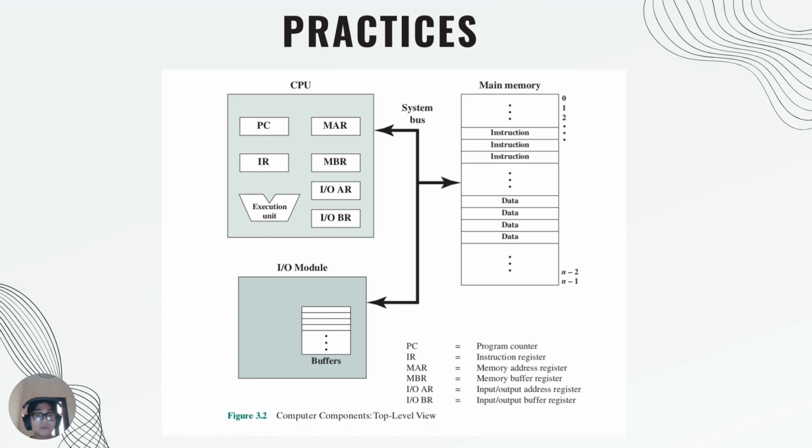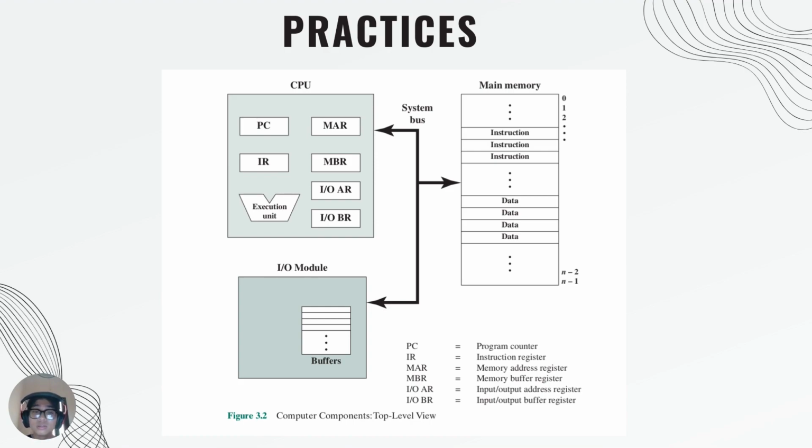The next one is really important. It's the computer components from a top level view, so we need to understand it, and we will do the practice. The basic function performed by a computer is execution of a program, which consists of a set of instructions stored in memory. The processor does the actual work by executing the instructions specified in the program. This section provides an overview of the key elements of program execution.